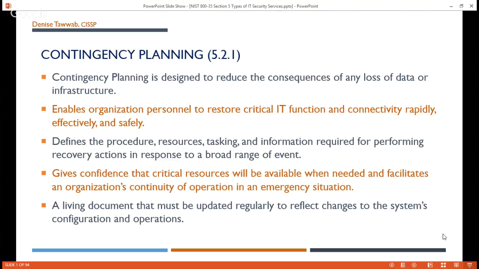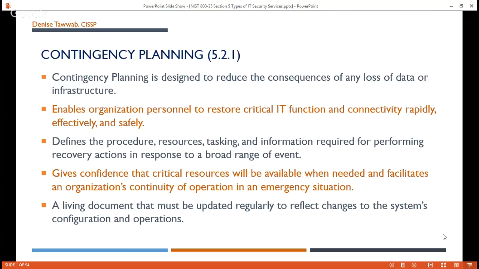It gives you confidence that critical resources are going to be available when needed and facilitates your continuity of operations in an emergency situation. This is what your contingency plan does. It's a living document that must be updated regularly to reflect changes to your system's configurations and your operations. Because if something goes down, if you have a flood, if something just happens that knocks out your whole system, you're going to need detailed knowledge about what the system was doing in order to restore it.